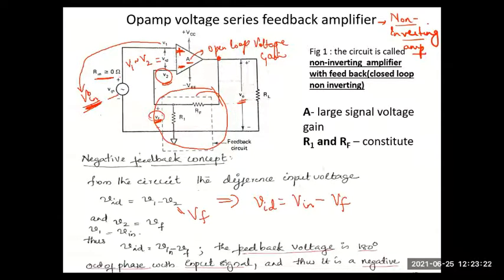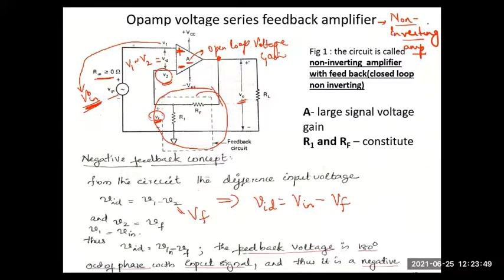Now, as we saw, how do I define this VID, the differential input voltage? If V1 is the signal at the non-inverting and V2 at the inverting terminals, this difference between the two, V1 minus V2, is a measure of the differential input voltage, VID. Okay, and then I can substitute for V1 and V2.